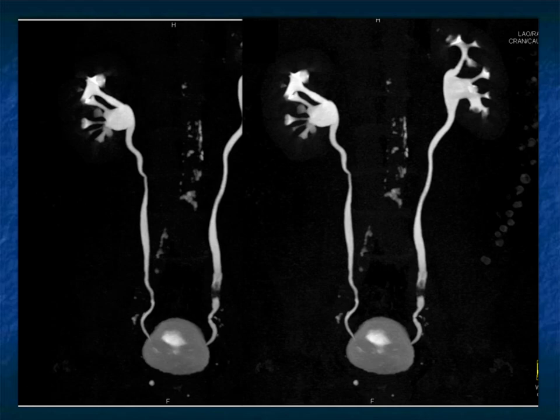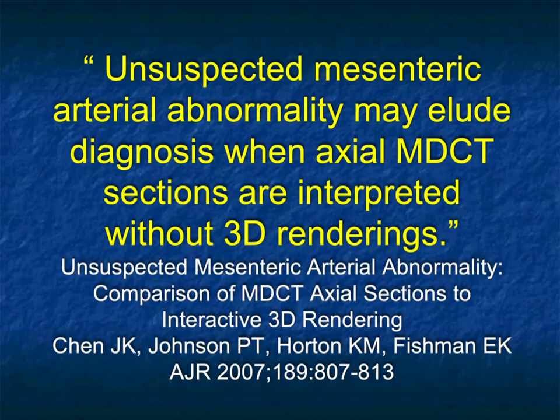And here it is nicely on the MIP. There's an obvious lesion there. Wasn't so obvious when the person read it at first as negative. Now let's look at some other things. Let's leave the kidney and go to mesenteric vessels.